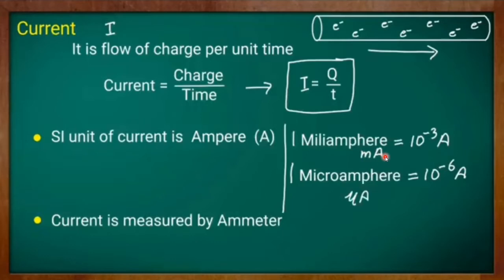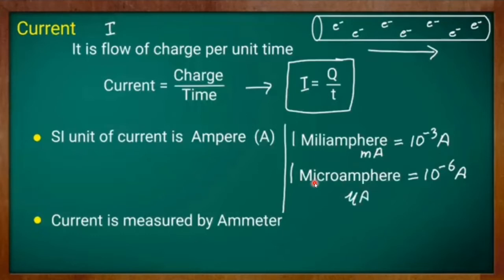As we calculate short distances in meters, and if it is more, then we go for kilometers, in the same way, if a large amount of current has to be represented, then that unit will be milliampere. Milli in the sense 10 to the power of minus 3 ampere. So milliampere will be represented by small m into A.